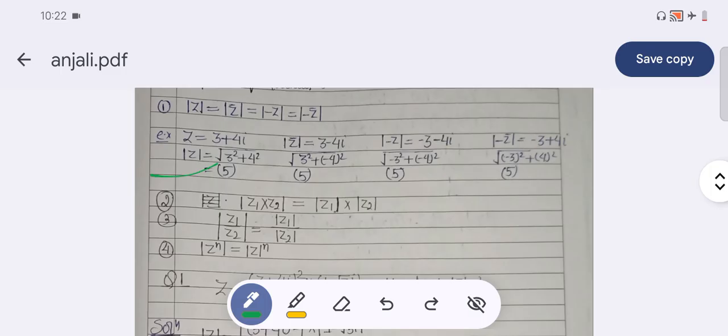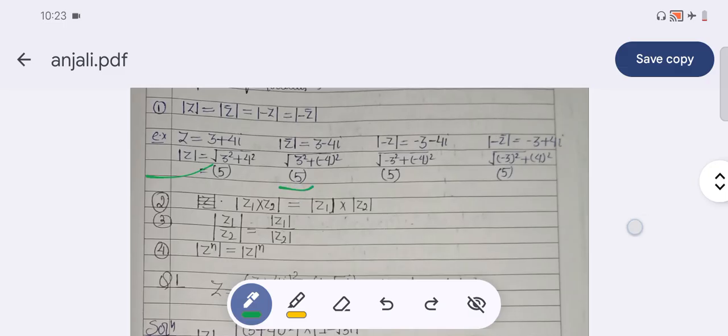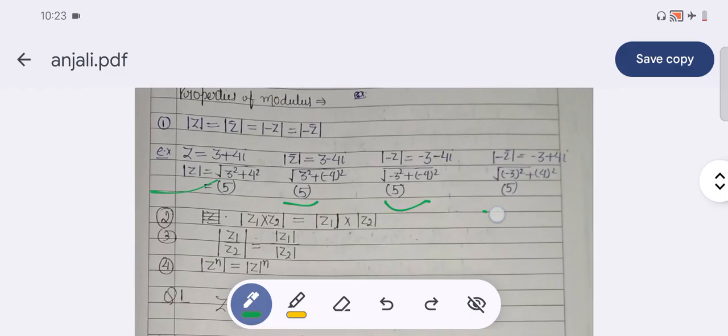When we solve the conjugate of z, where z is equal to 3 plus 4i, what will be the conjugate? It is 3 minus 4i. And when we find the value of the mod of the conjugate of z, this will be 5, and the mod of z is also 5. Is it clear or not?